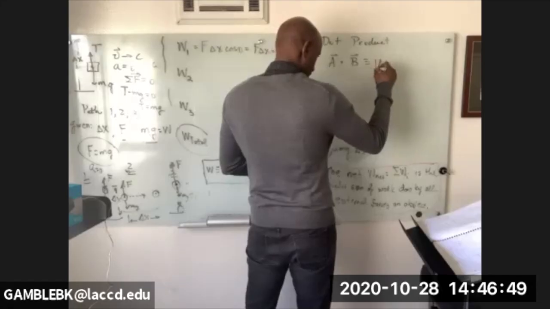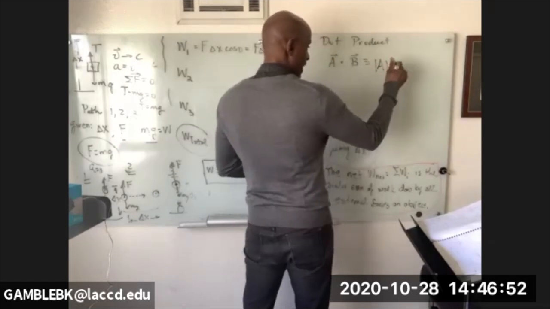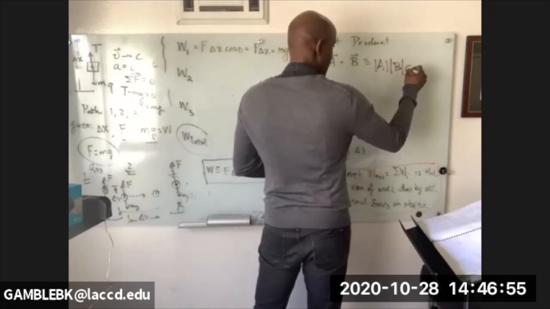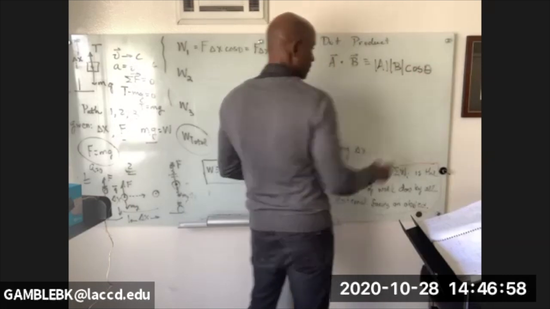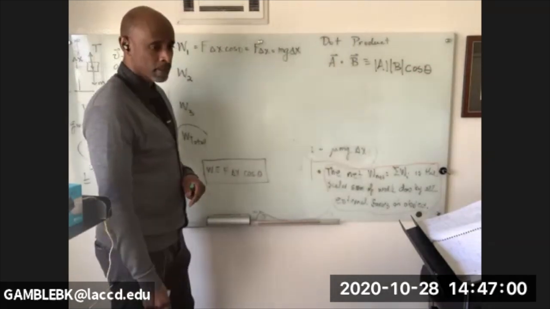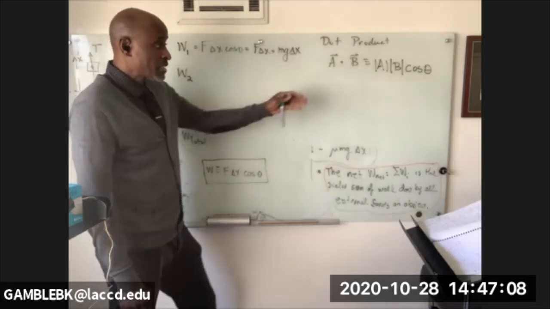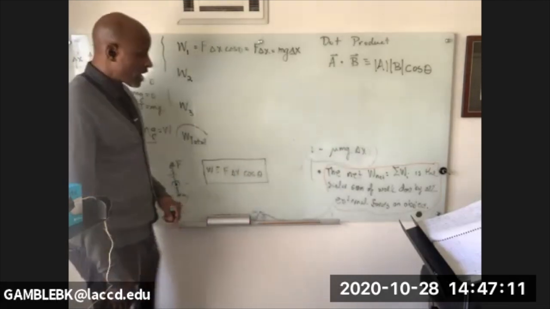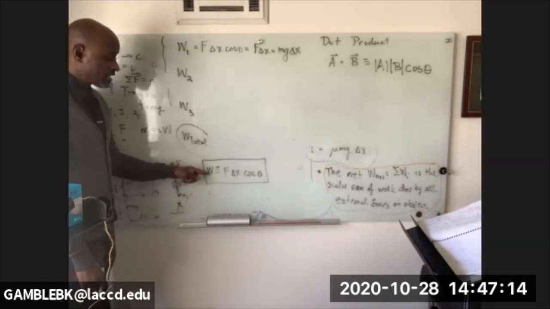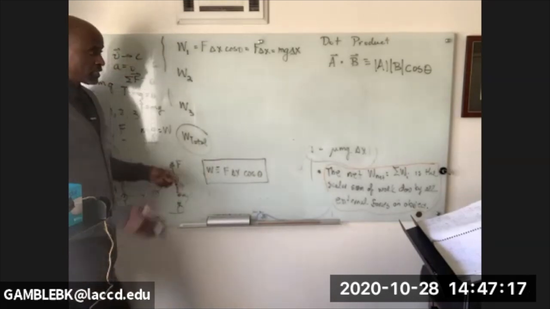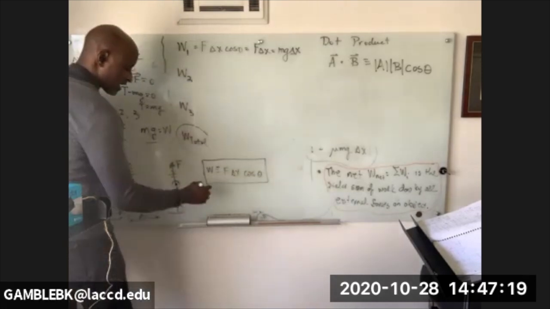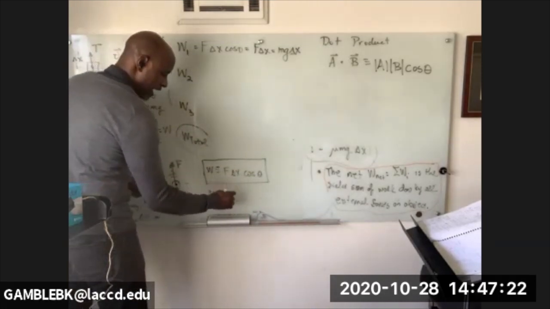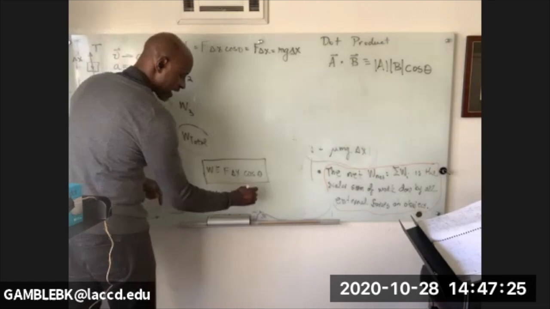The definition of a dot product is the magnitude of one vector, using absolute value, times the magnitude of another vector times the cosine of the angle between those two vectors. Oh, okay, and that's the work formula. That's just a mathematical definition of dot product. But since this is the definition of work, you can write it in terms of a dot product: work is equal to F dot delta X.